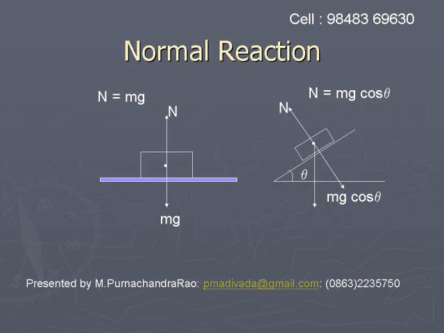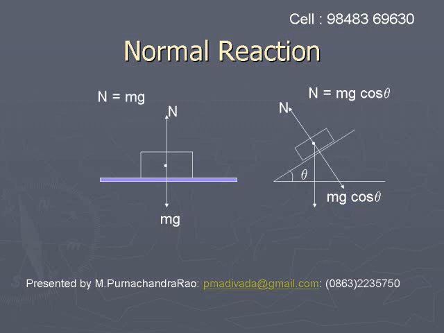Suppose in the left figure, a rectangle is over a long line. That rectangle represents a block placed over a horizontal surface. The weight of the block, mg, acts downwards. Because of this weight, the lower surface applies a force in the upward direction on the upper block. That is capital N. This is normal reaction. Normal reaction is nothing but reaction to the weight.